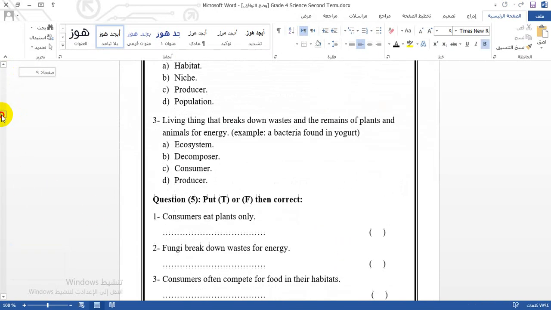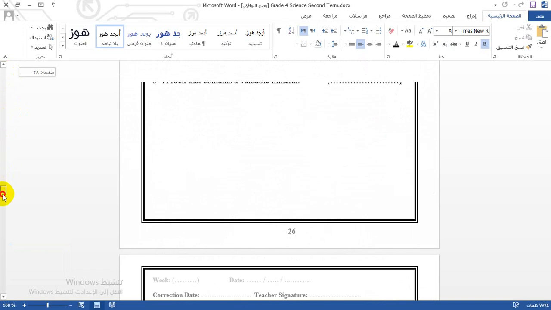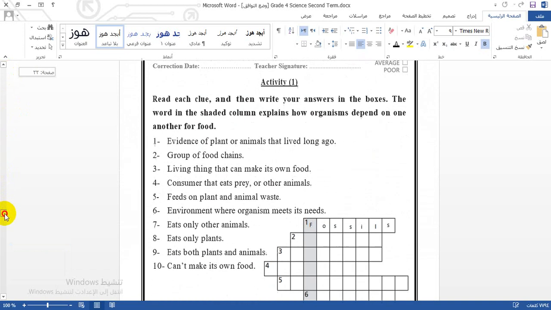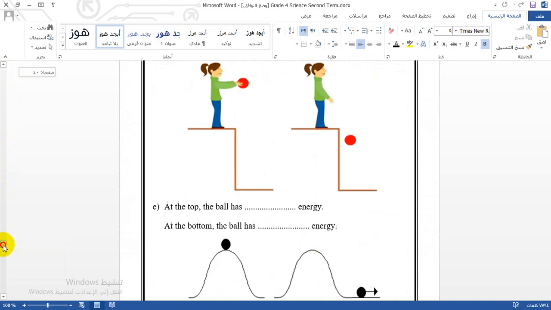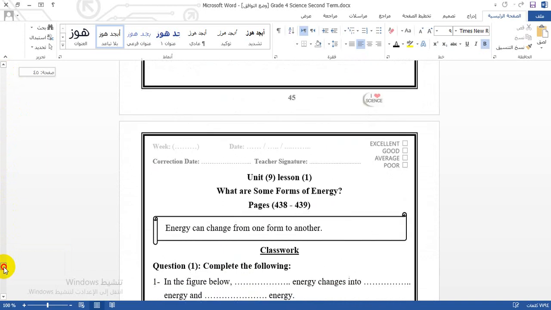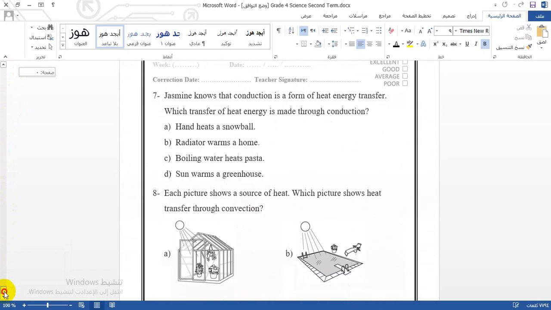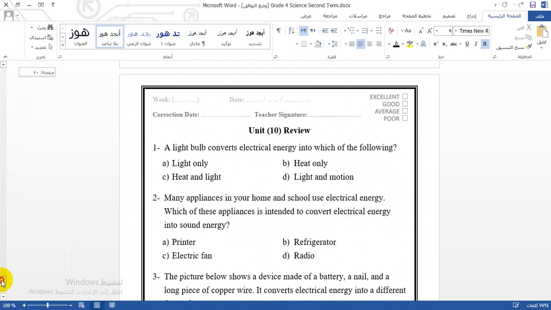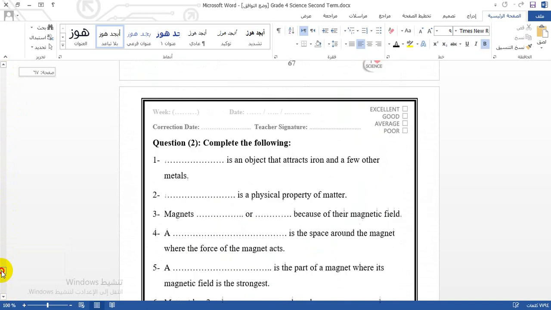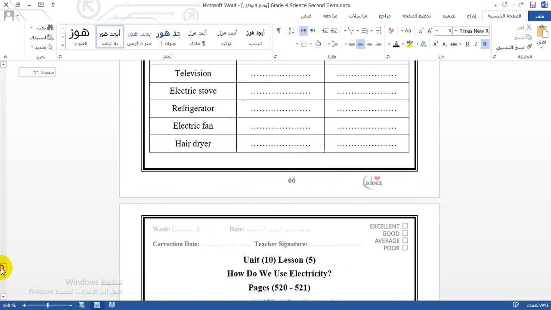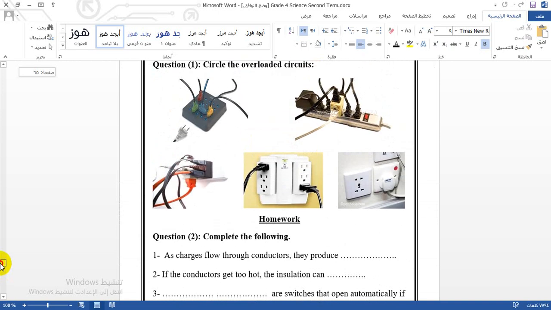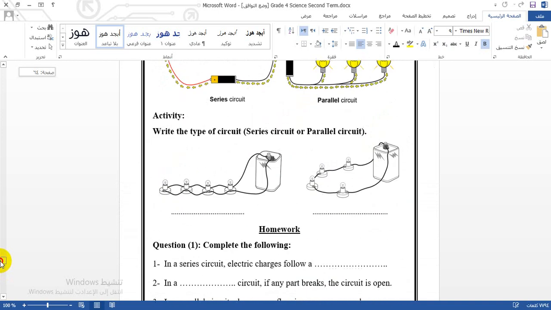So open your booklet with me, page 64, please. Yes, this one is page 64. Okay, so easy.